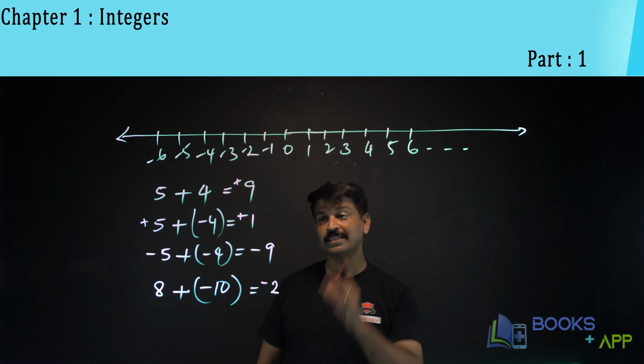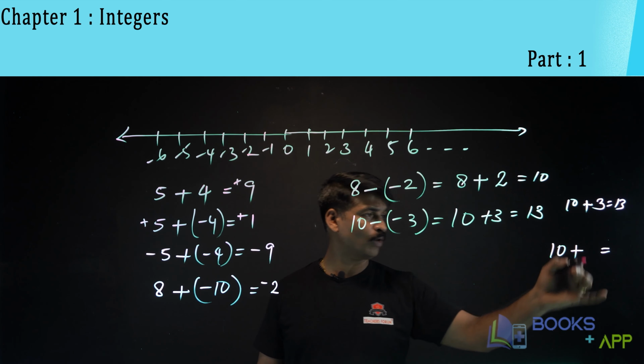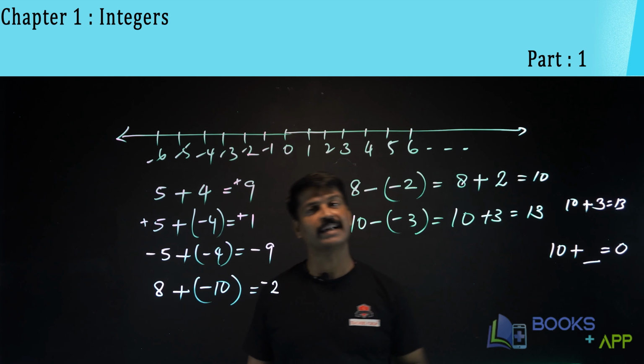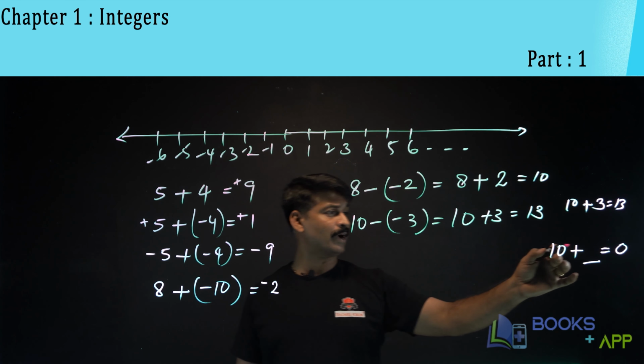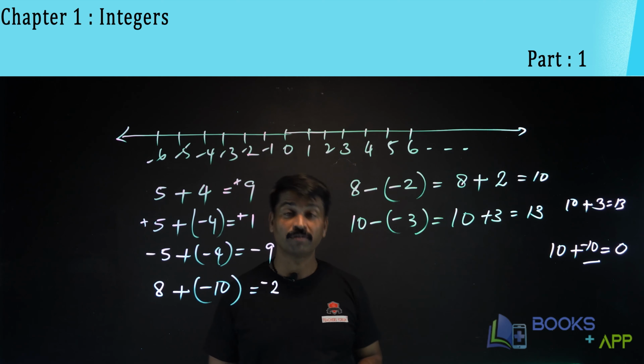What do you mean by additive inverse? What is the additive inverse of 10? Additive inverse means the number which, when you add it to 10, you get 0. That number is called the additive inverse. So if you add minus 10 to 10, it will become 0. So minus 10 is the additive inverse of 10.